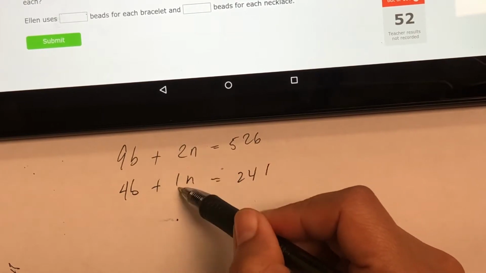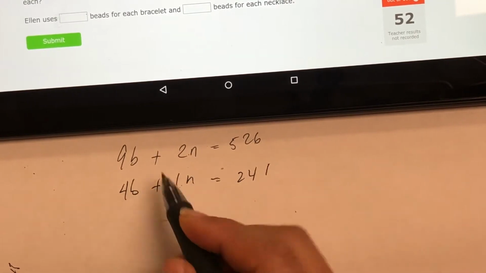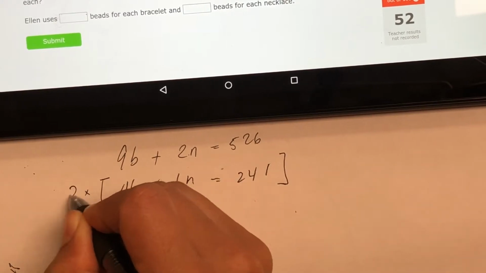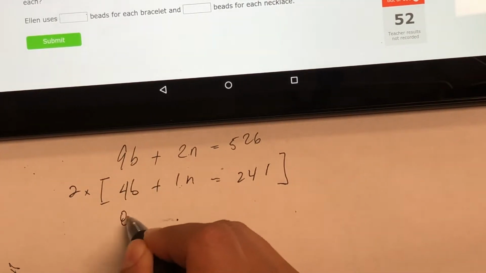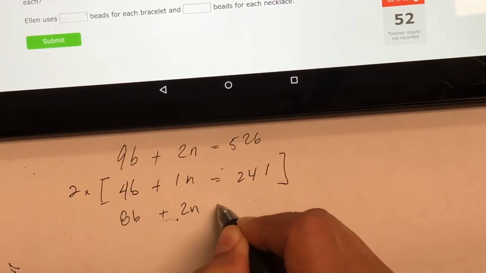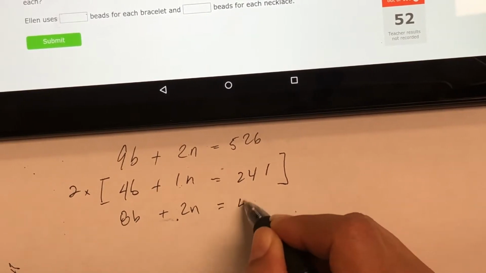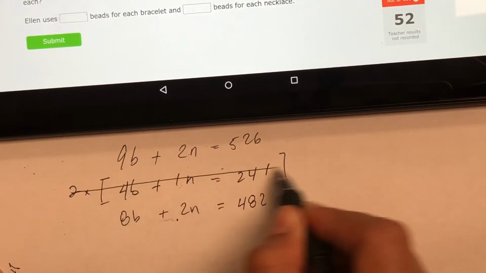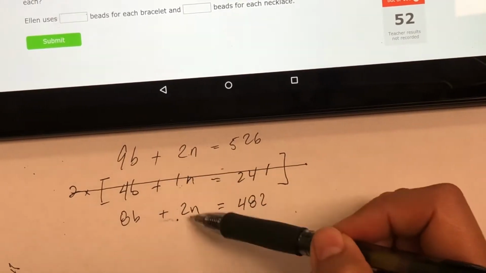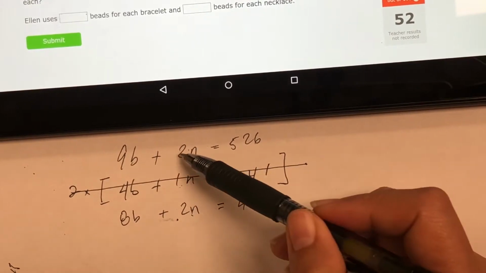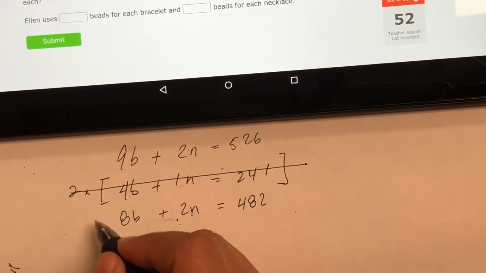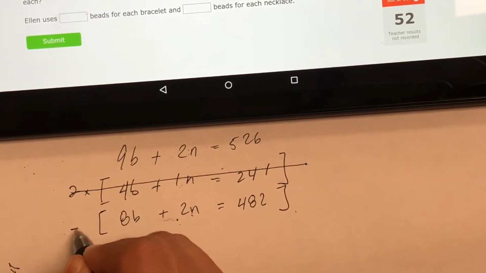I'm going to make this number 2. To make it 2, I'm going to multiply everything here by 2. Okay, so I'm going to have 8b plus 2n equals 482. All I did is multiply everything by 2. As long as I do it to everything, I'm fine. Okay, so that's cool. But now I need it to cancel. Like I need a positive and a negative. So what I'm going to do is multiply everything here by a negative.